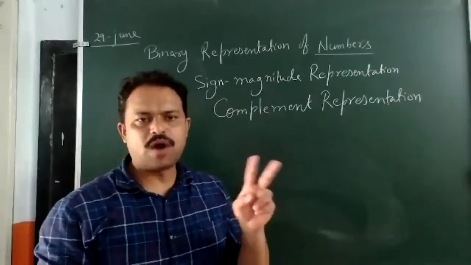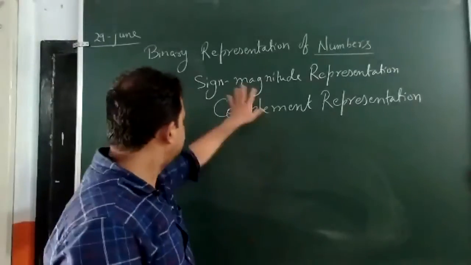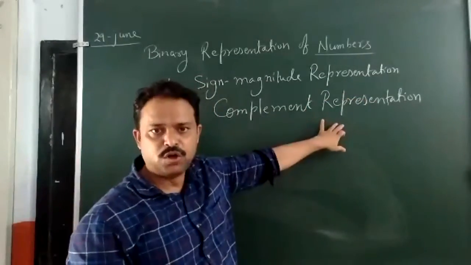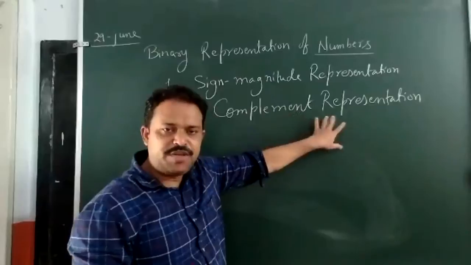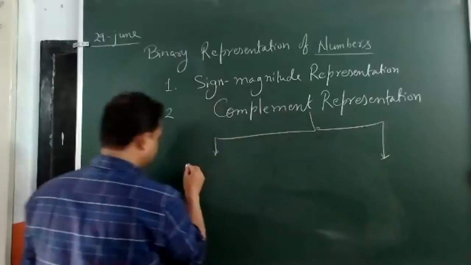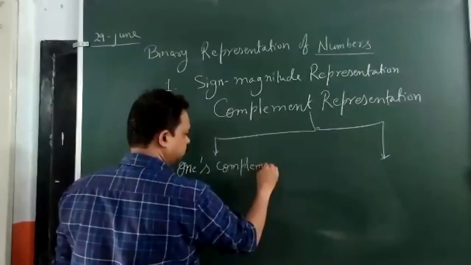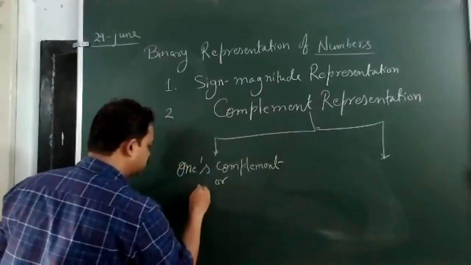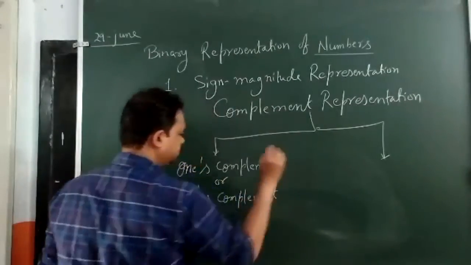Actually, two are there: sign magnitude representation, and the second one is complement representation. This is another way to represent any positive or negative value. In complement representation, we have two more classifications: one's complement and two's complement.